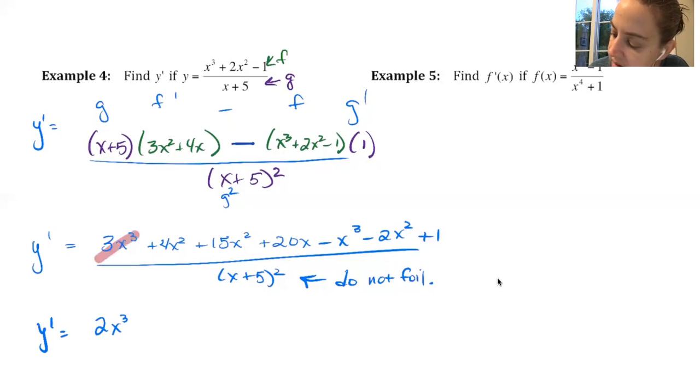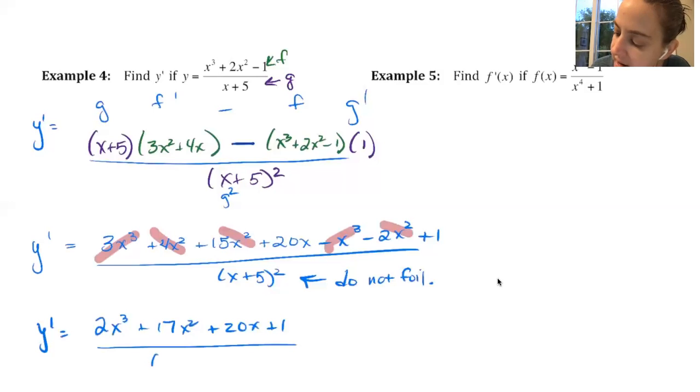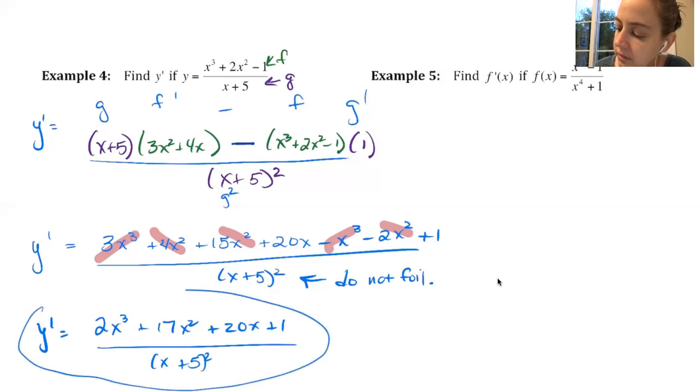We got that. If I go to the x squareds, I've got a 19 minus 2, 17x squared. So we took care of that. And then the x term is just x plus 1, all over x plus 5 squared. All right. One quotient rule.